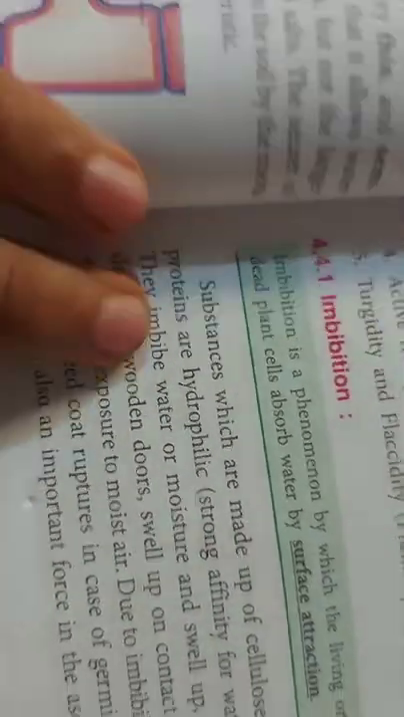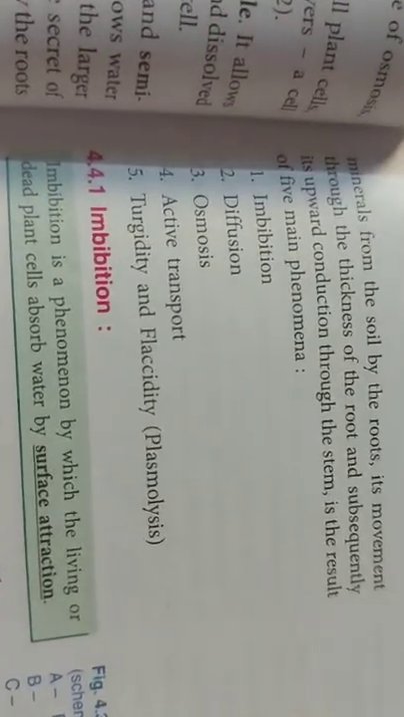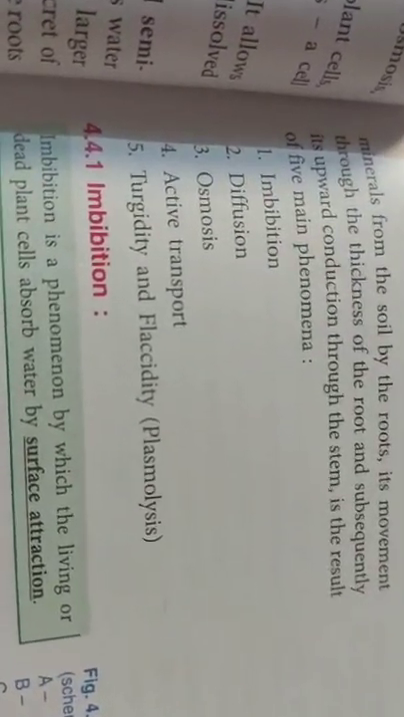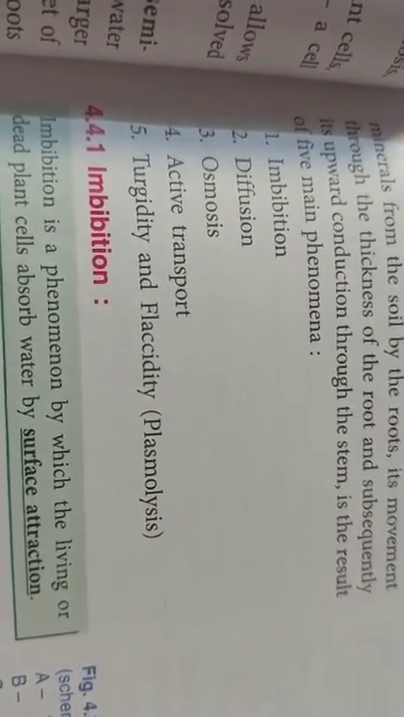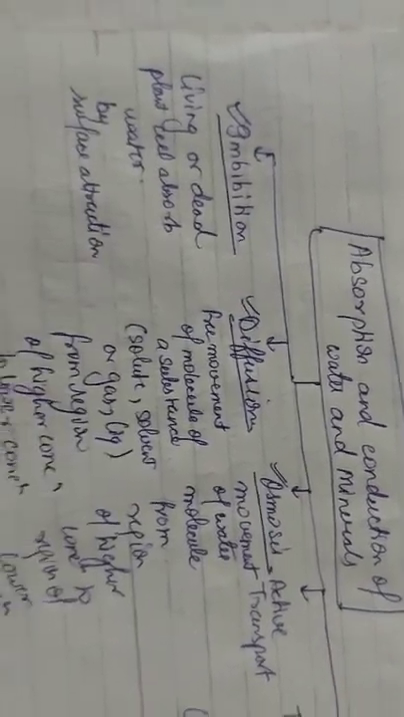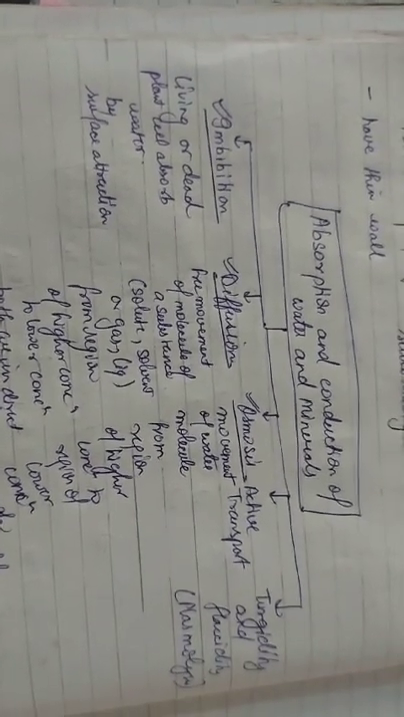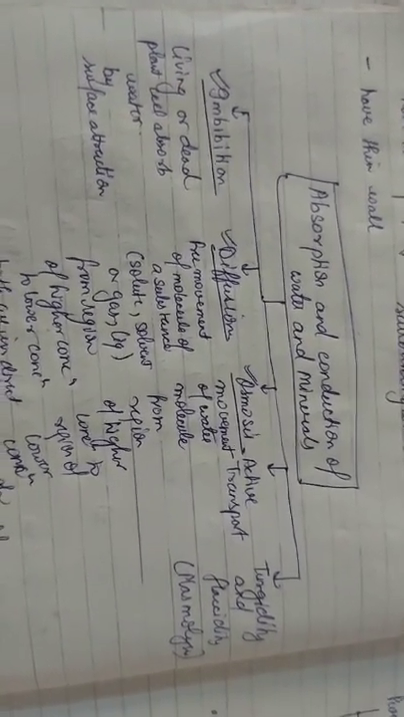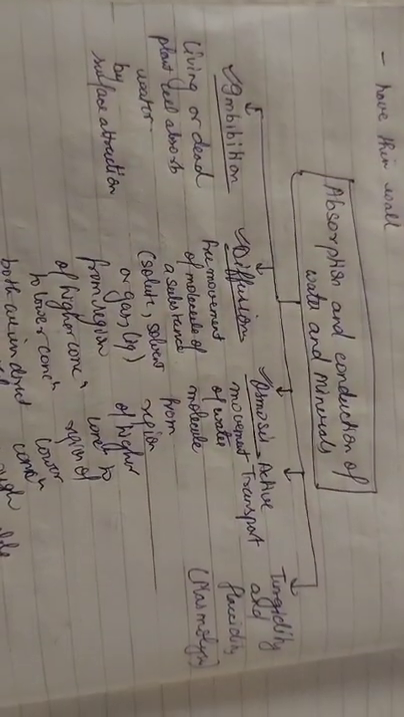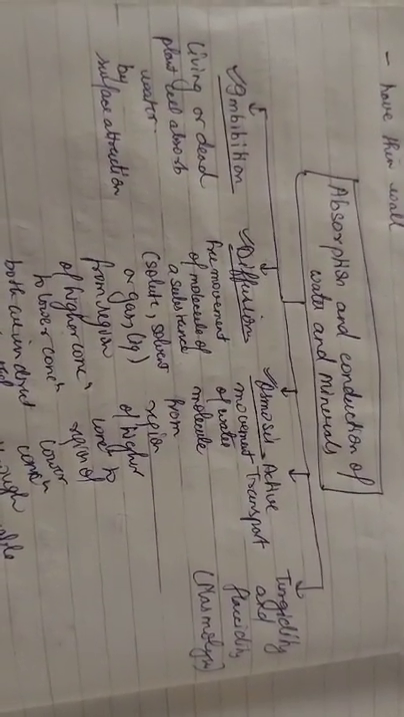Now absorption and conduction of water and minerals are of 5 types. How the water, minerals and salts are absorbed and transported to the plant is of 5 types: imbibition, diffusion, osmosis, active transport, turgidity and flexidity. First of all, we will study each and every point one by one. We have seen characteristics of the root for absorbing water. Today we will study imbibition, diffusion and osmosis.